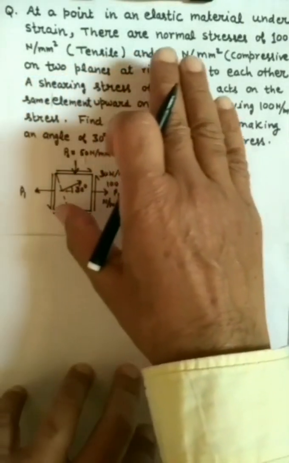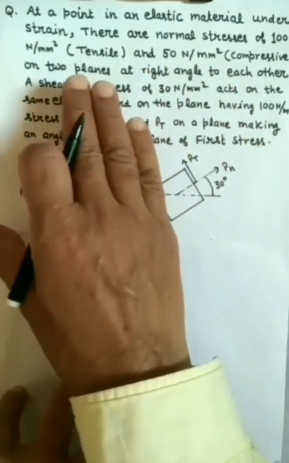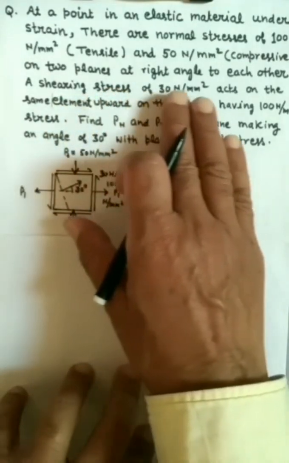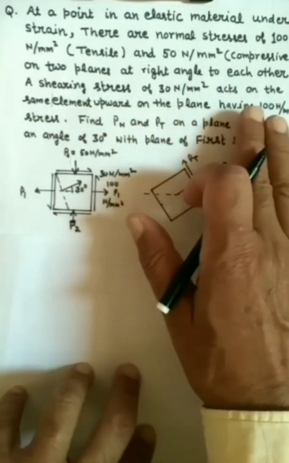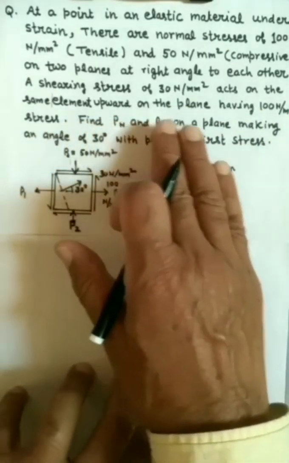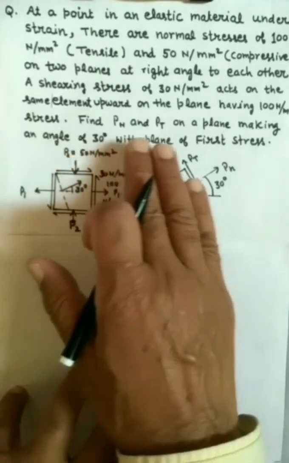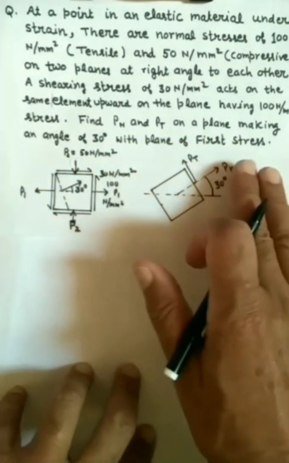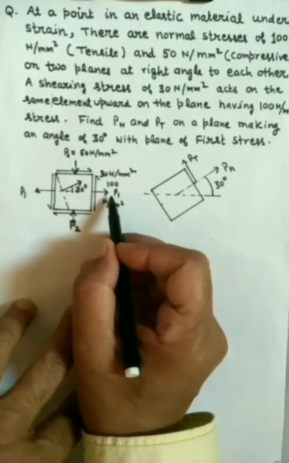At a point in an elastic material under strain, there are normal stresses of 100 Newton per mm square, which is tensile, and 50 Newton per mm square compressive on two planes at right angle to each other. A shearing stress of 30 Newton per mm square acts on the same plane upward on the plane having 100 Newton per mm square stress. Find Pn and Pt on a plane making an angle of 30 degree with plane of first stress.